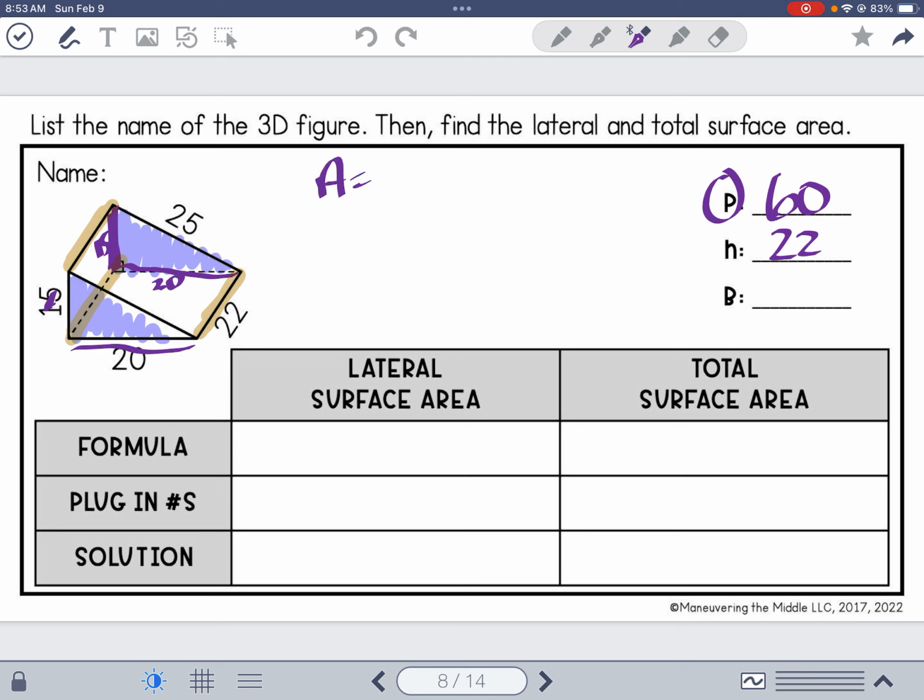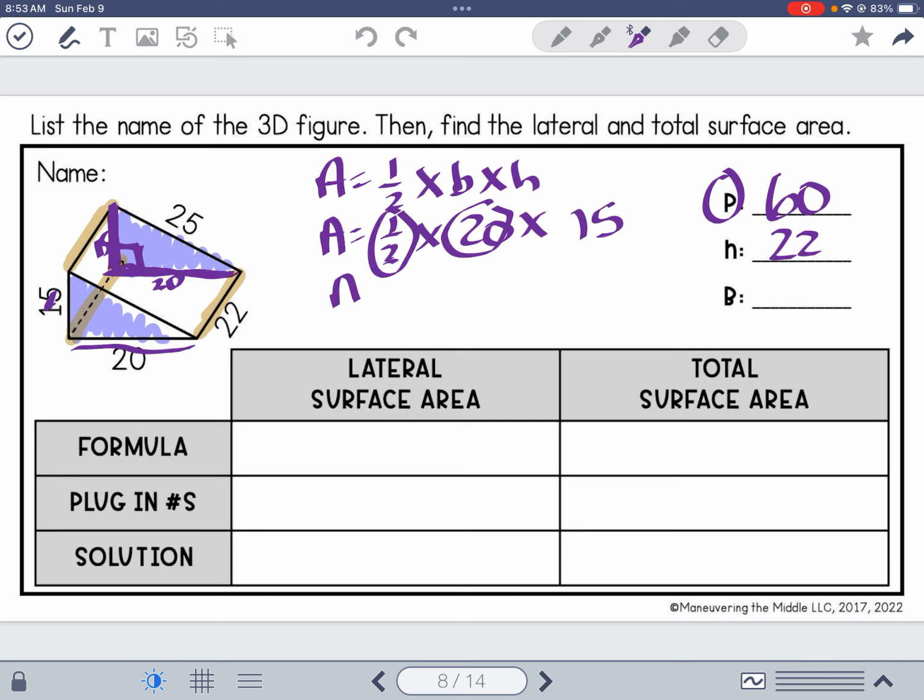Area of my triangle is 1/2 times base times height. 1/2 times the base of my triangle, because here's my right angle, is 20. The height is 15. Half of 20 is 10. And 10 times 15 is 150. Now that we know those, all we have to do is plug it into our calculator and we're done.